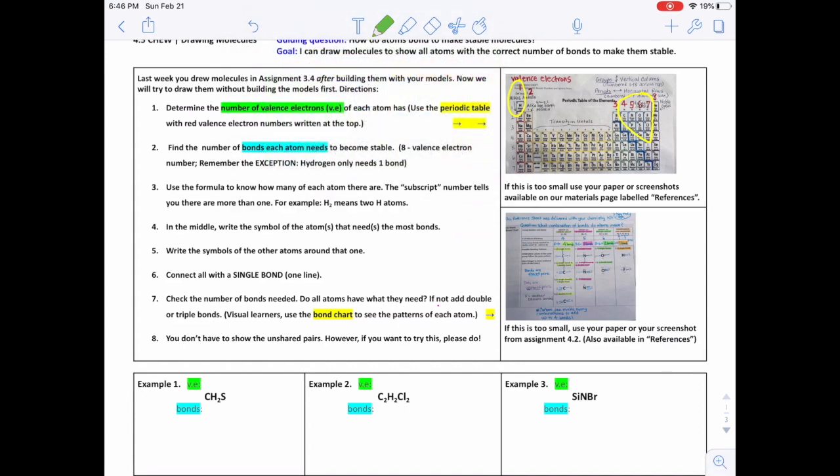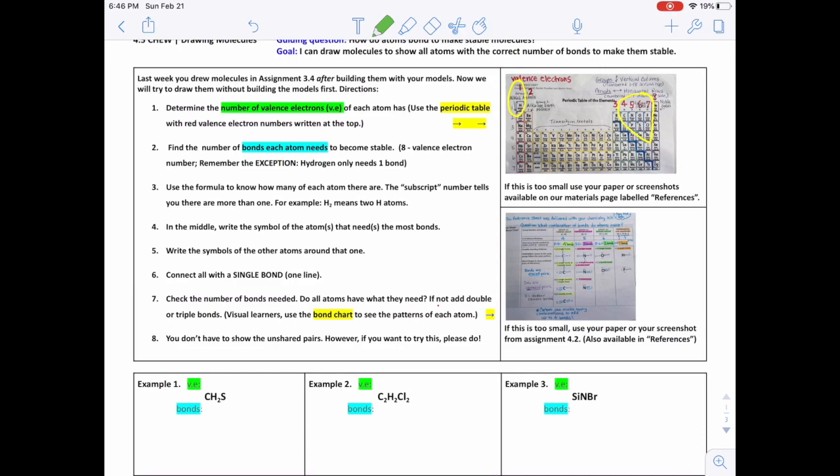So last week you drew molecules in assignment 3.4 after building them with your models, and now we'll try to draw them without building the models first. So number 1, you're going to determine the number of valence electrons each atom has, and we use the periodic table for that. And then the second one is to find the number of bonds each atom needs to become stable. And since they all want 8 electrons, we take 8 minus the valence electron number. Remember, there is one exception. Hydrogen only needs 1 bond.